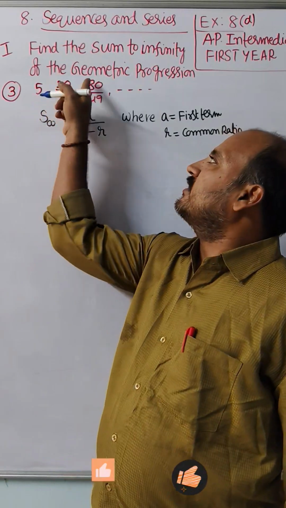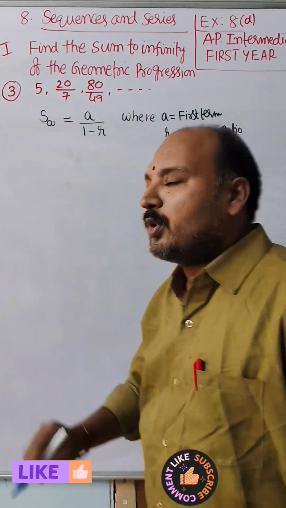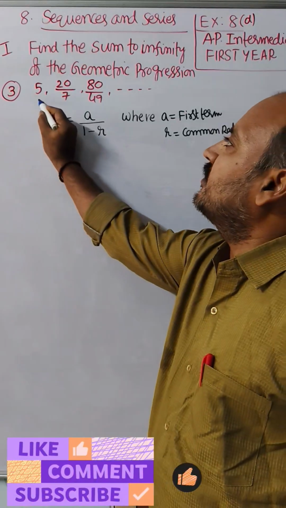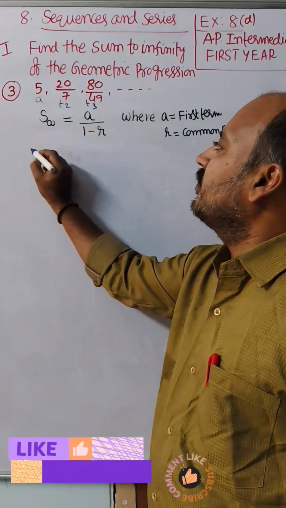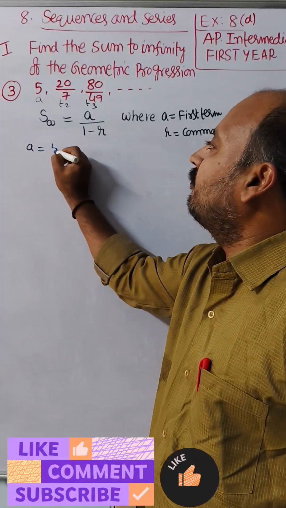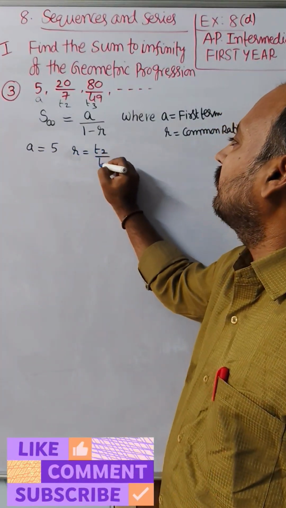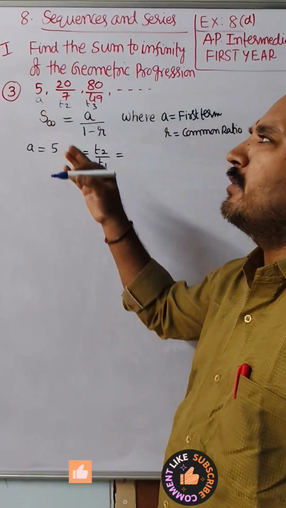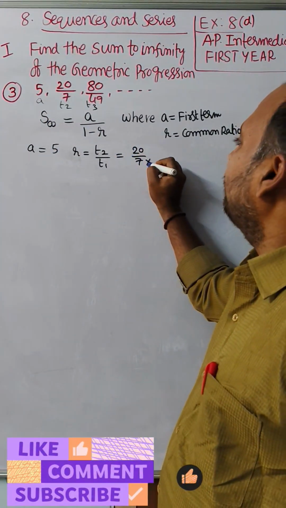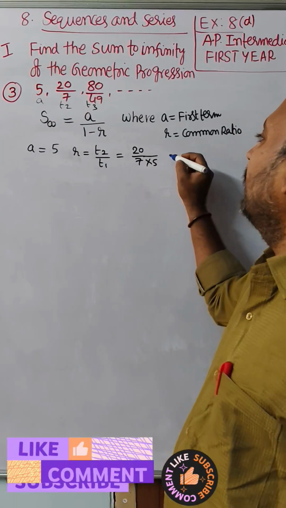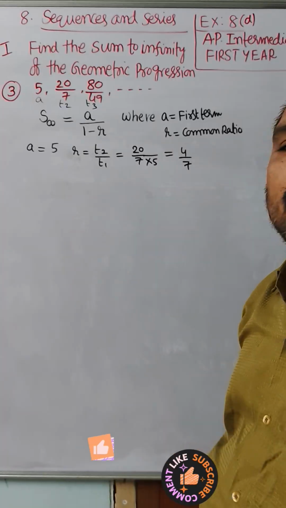5, 20 by 7, 80 by 49, and so on. Find the sum to infinity of the geometric progression. Here this is the first term A, second term T2, third term T3. So A is equal to 5 and common ratio T2 by T1. No need to calculate T3 by T2 every time. We get 20 by 7 divided by 5, that means 4 by 7.